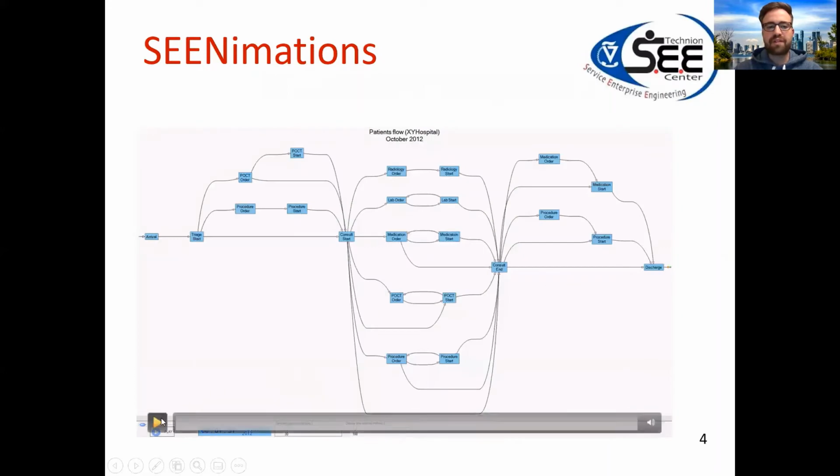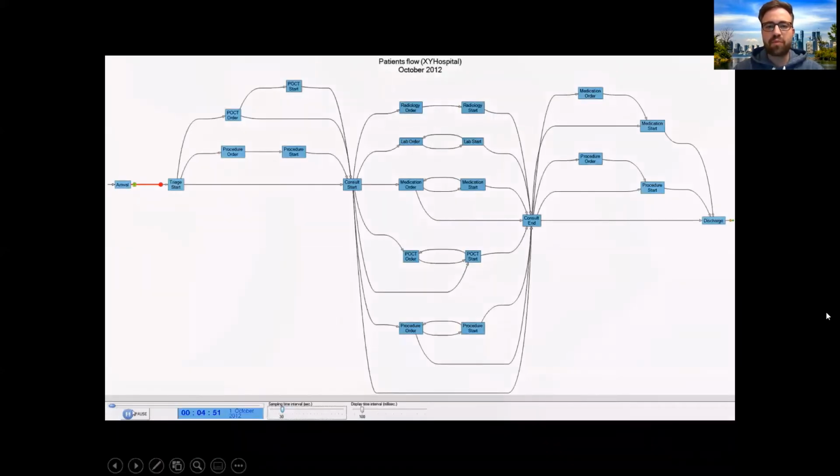Here's an example of an animation that was created using emergency department data coming from the C-Lab, the Service Enterprise Engineering Laboratory at the Technion, that is now managed by Galit Yom Tov. This is data from a Singapore emergency department. Patients all arrive in the beginning and go into triage, and then there's a complex network of activities that these patients encounter. Now, in this data, we do not observe resources, and we do not know when patients are queuing and when they're actually in service.